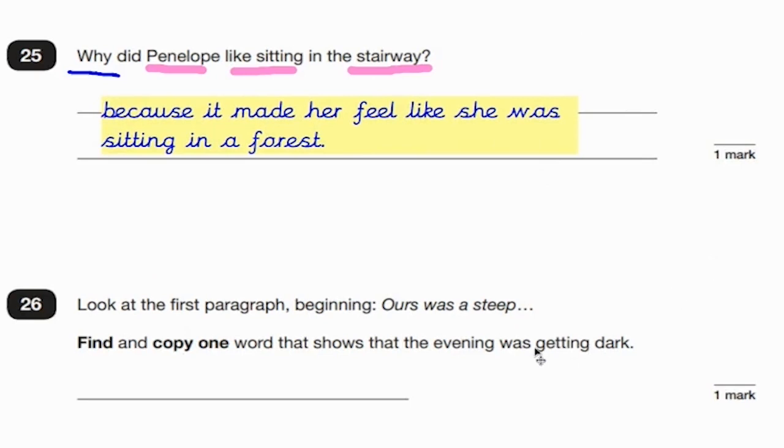Question 26. Look at the first paragraph. So again, it tells us where to look, so we know where we're looking. Beginning, "Ours was a steep..." Find and copy one word that shows that the evening was getting dark. Now, this is our first word meaning question of this text. I know it's a word meaning question because it says find and copy. That's a big clue. And just be aware that it says one word, not a group or a phrase. So we're looking for one word that shows the evening was getting dark.